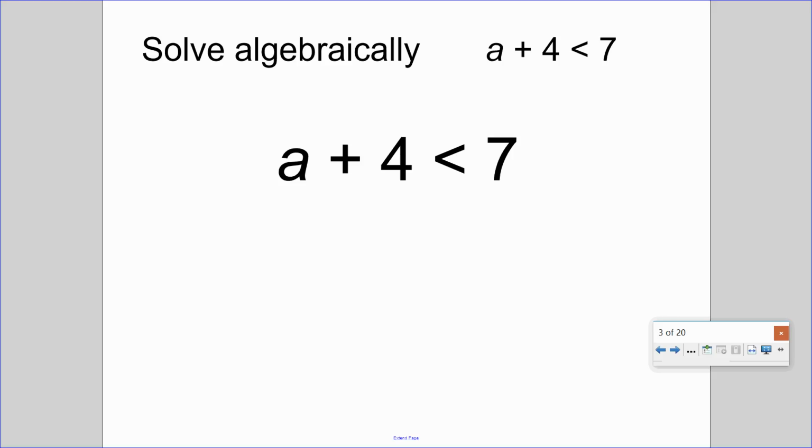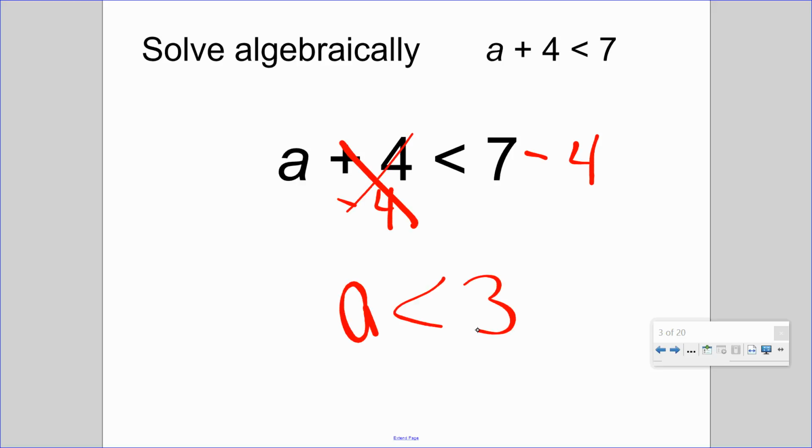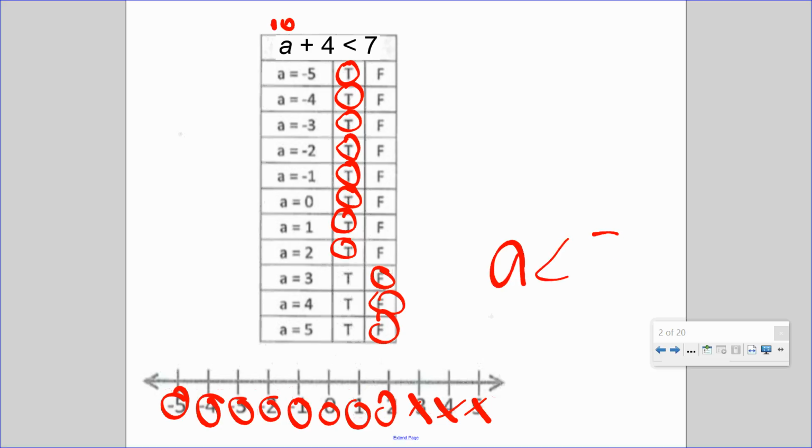Can you isolate A? So what is the inverse of plus 4? Minus 4. Don't forget to balance on the other side. This cancels. A is less than 3. Let's go back to our number line. A is less than 3. Are all of these numbers I circled less than 3? Yeah. Oh my God, solving algebraically saves a lot of time.